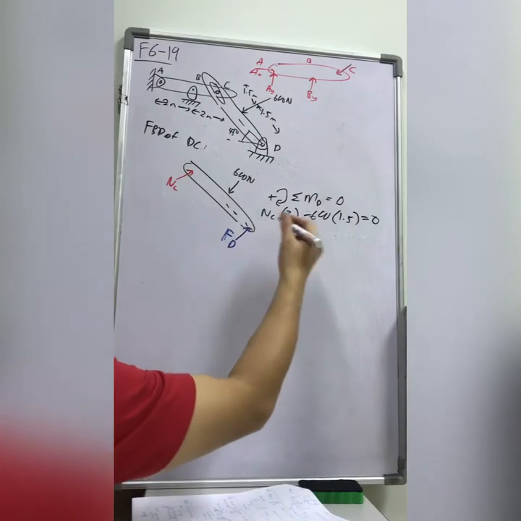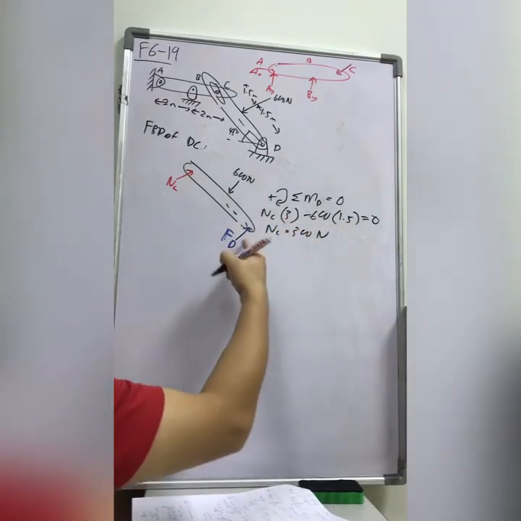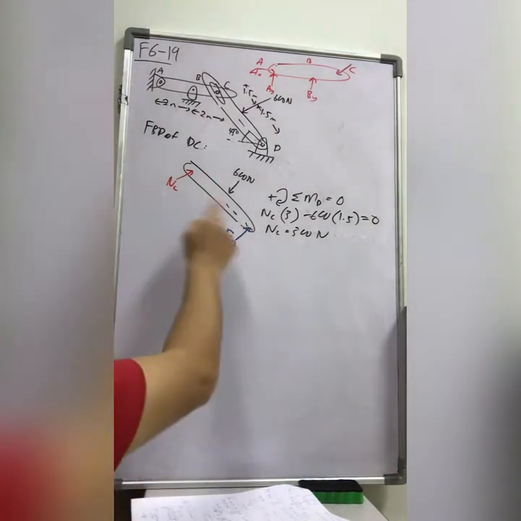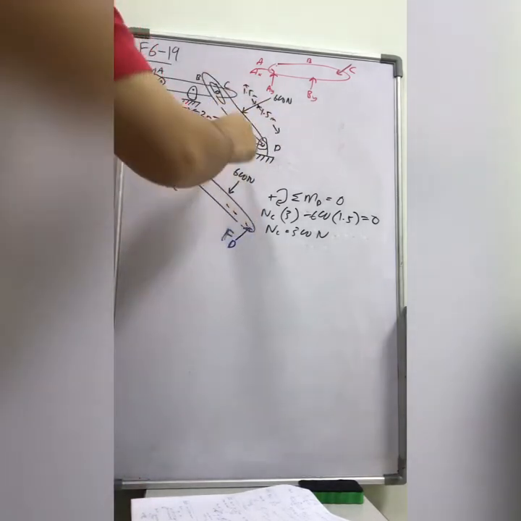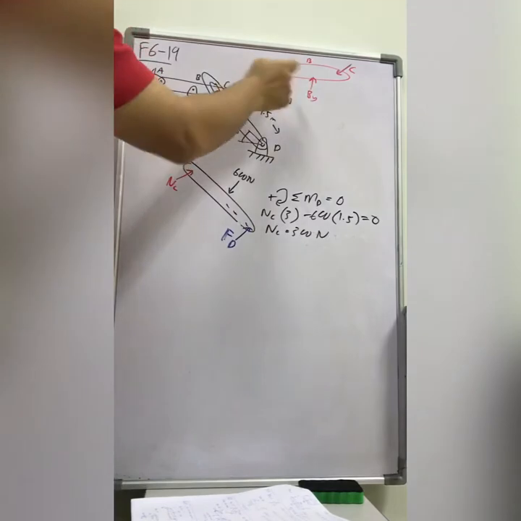FD has no moment about its own point. So NC is actually 300 Newton. And of course, your FD will be 300 as well. Now I have NC from this DC member, so I can put it in ABC, and then find the reactions, these three reactions.